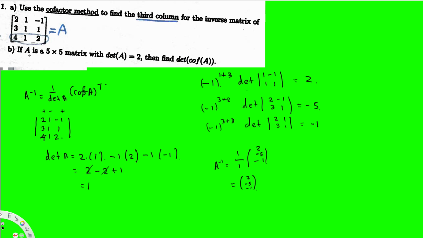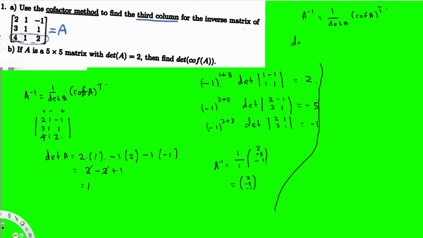And the second question is asking, if A is a 5 by 5 matrix with determinant A equal to 2, then find the determinant of cofactor A. So in this case I have to use the same formula. A inverse is equal to 1 over determinant A multiplied by cofactor A transpose. And in this case I have to take the determinant of everything, because we are finding the determinant of cofactor A, so I have to do something with this determinant.